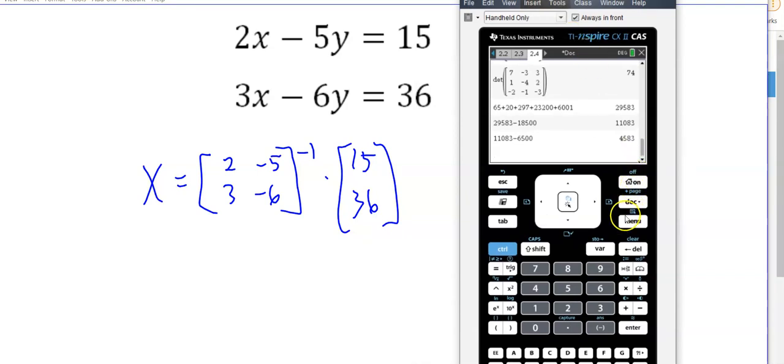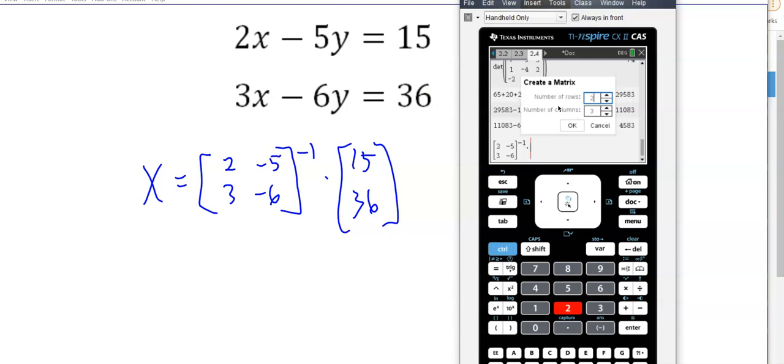So we're going to type in a 2 by 2, 2, -5, 3, -6, to the power of -1, which means inverse, times a 2 by 1. So we've got to go 2 by 1. I'm going to customize it. 2 by 1. And that's going to be 15 and 36.